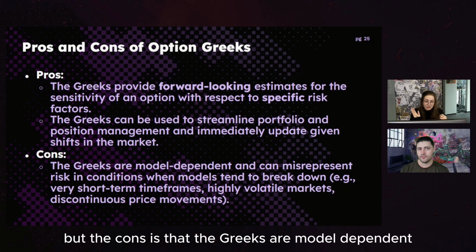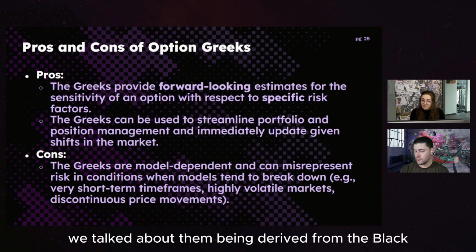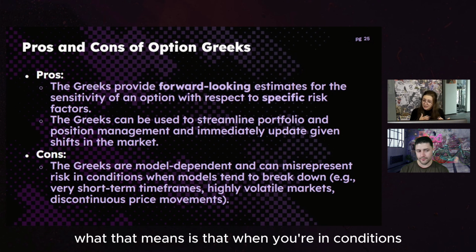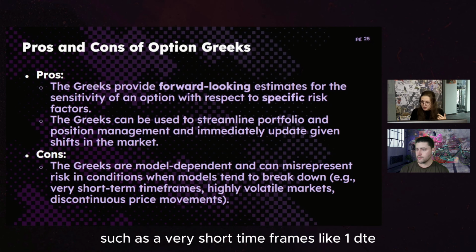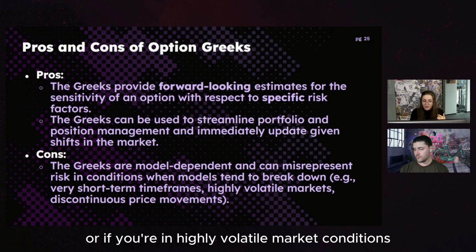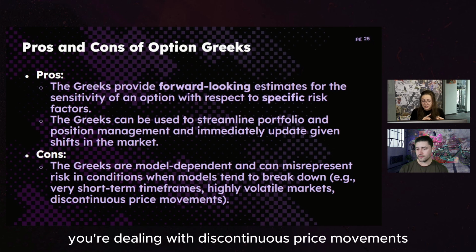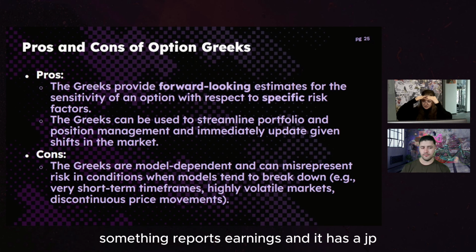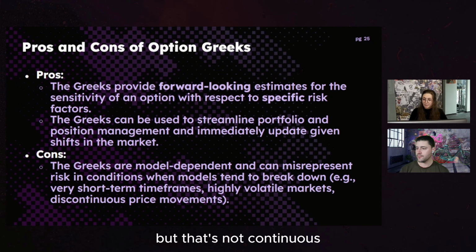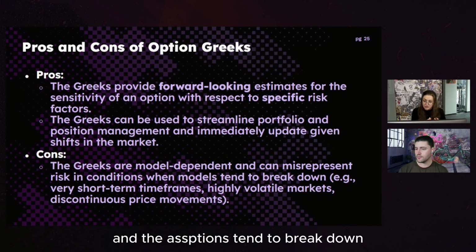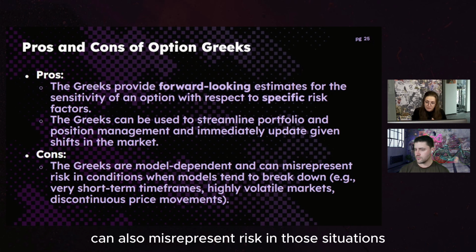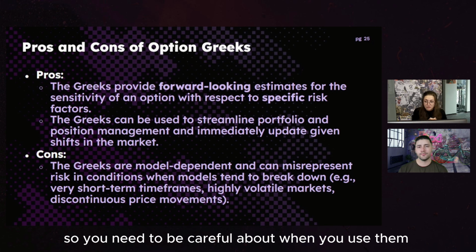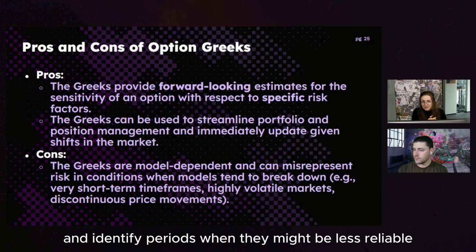But the cons is that the Greeks are model dependent. We talked about them being derived from the Black-Scholes model. And so what that means is that when you're in conditions when models tend to break down, such as very short time frames, like 1 DTE, 0 DTE, or if you're in highly volatile market conditions, or if you're dealing with discontinuous price movements, something reports earnings and it has a jump, but that's not continuous. Those are situations when the Black-Scholes model and the assumptions tend to break down, which means the Greeks can also misrepresent risk in those situations. So you need to be careful about when you use them and identify periods when they might be less reliable, I guess, for active trading.